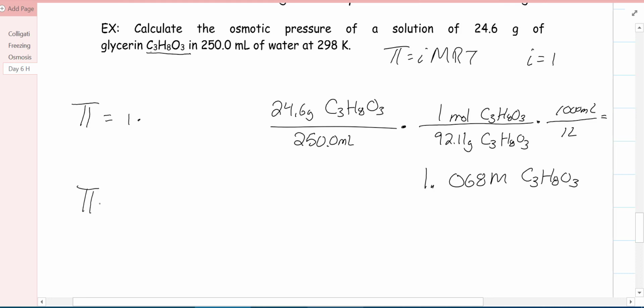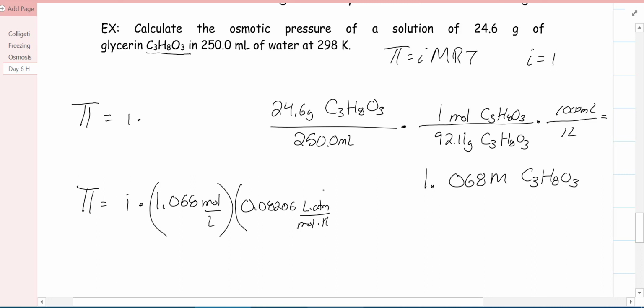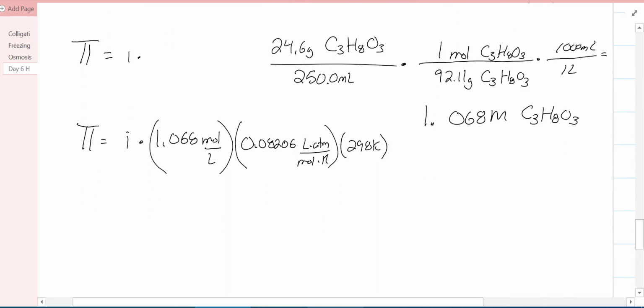So pi equals 1 times 1.068 moles per liter times 0.08206 liter atmospheres per mole Kelvin, and 298 Kelvin. So that means pi would be 26.1 atmospheres. That sounds big. Sometimes these osmotic pressures can be quite large. Quite large. Okay.